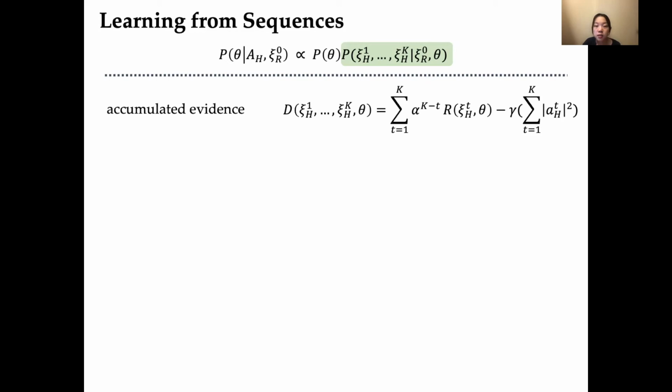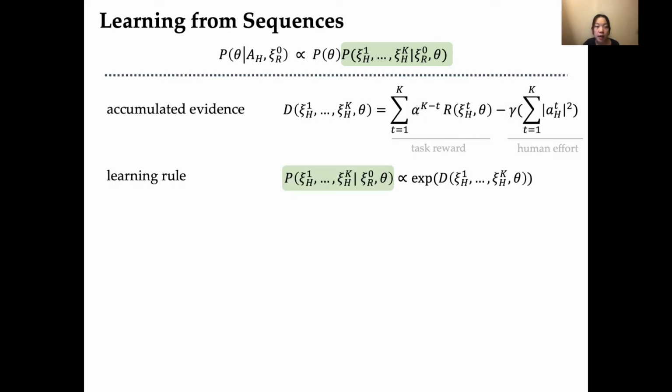We start by introducing the auxiliary reward function d of psi h1 to psi hk and theta. We refer to d as the accumulated evidence of a sequence of preferred trajectories psi h1 to psi hk under reward parameter theta. The accumulated evidence contains 2 parts. The first part captures the sum of trajectory rewards. The second part is related to minimum human effort. Alpha and gamma are 2 hyperparameters decaying the importance of previous corrections and determining the relative trade-off between intermediate reward and human effort respectively. And then we model humans as noisily rational agents whose corrections maximize accumulated evidence for their preferred theta.